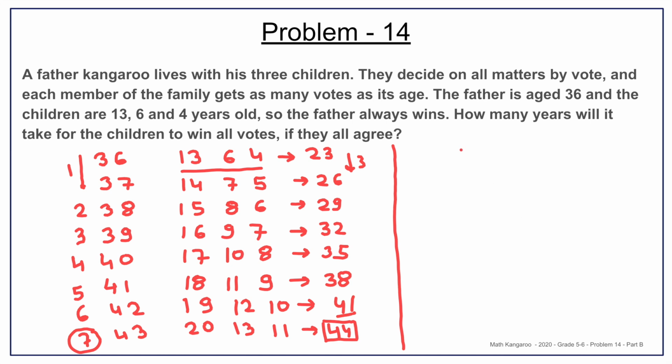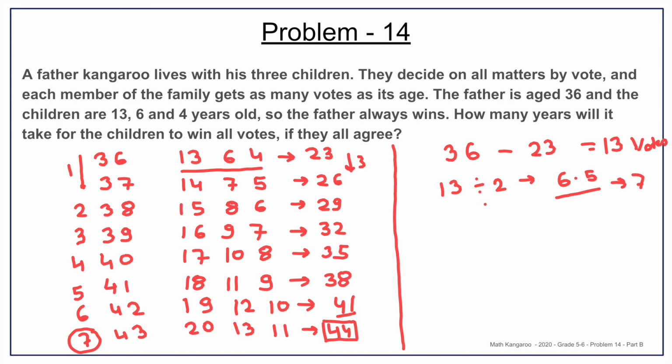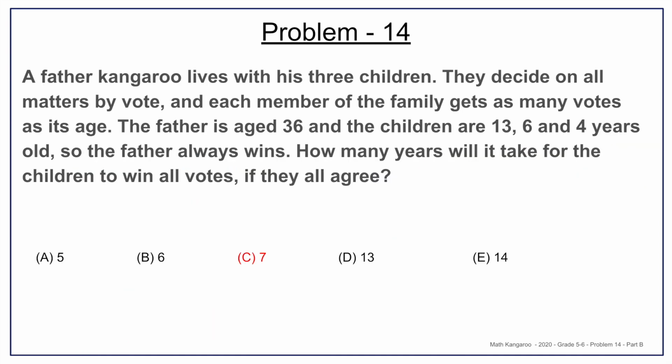Now how many more votes do the kids need to catch up? Right now the father has an initial 36 votes. The kids have 23 votes. They are 13 votes behind. Since the kids gain 2 votes on him every year, we divide 13 by 2, which gives us 6.5. Since we cannot have half a year in this case, we round up to 7. So it will take 7 years for the kids to have more votes than the father. So this is our option C, 7.